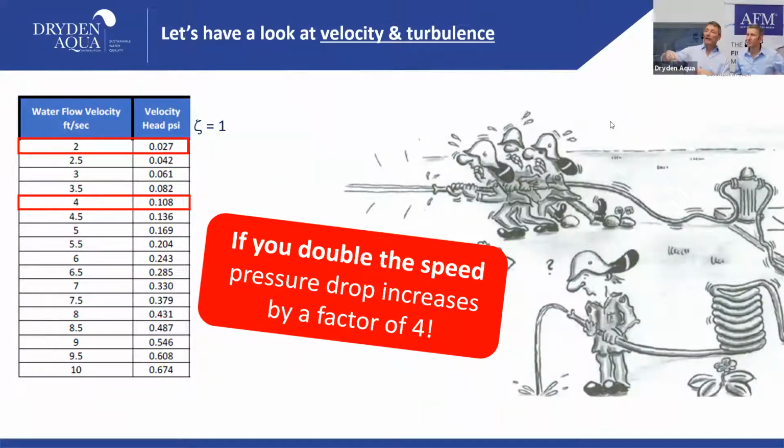And the guy below, he has a lot of friction, a lot of fittings, and a small flow. Yes. So the table over here on the left helps you understand this. If we have a flow velocity of 2 feet per second, for example, we will have a friction loss of 0.027 psi. Now, this is at a coefficient of 1.